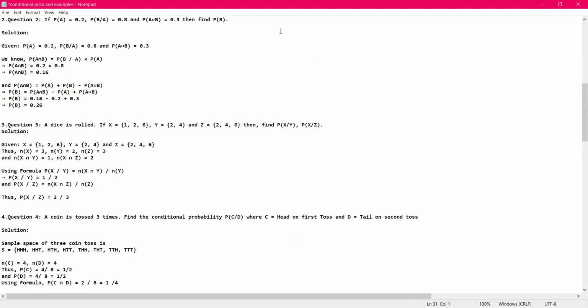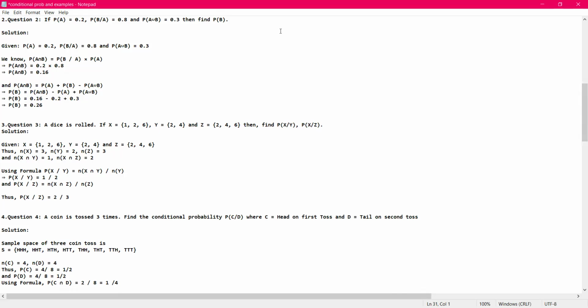So we have P of A, next P of B given A, and P of A intersection B. Sorry, they have given P of A union B. Now we will see how to find this P of A intersection B. If we want to find the P of B, we have to know the P of A value, P of A intersection B value, and P of A union B value. So now I am finding P of A intersection B.